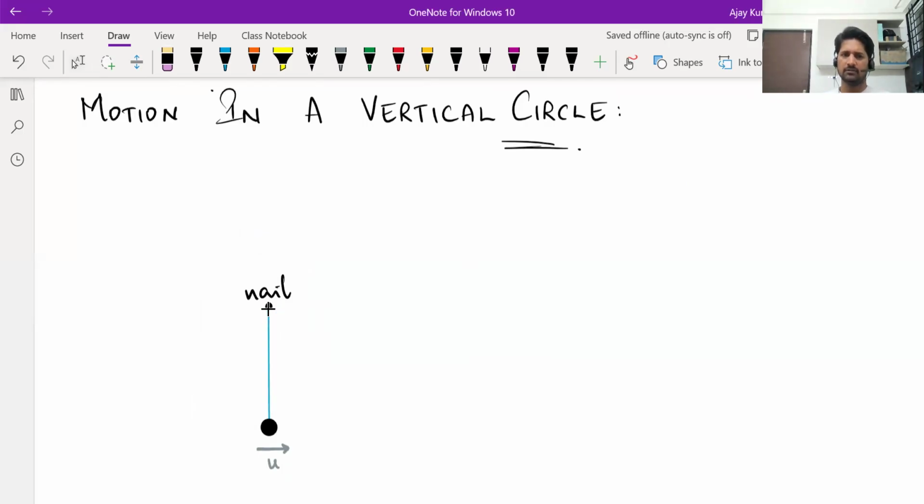Like in a real life situation, we know if you disturb that stone or bob, whatever it is, it will swing for some time and stop. Why will it stop? Due to air resistance, sir. Due to air resistance, correct.